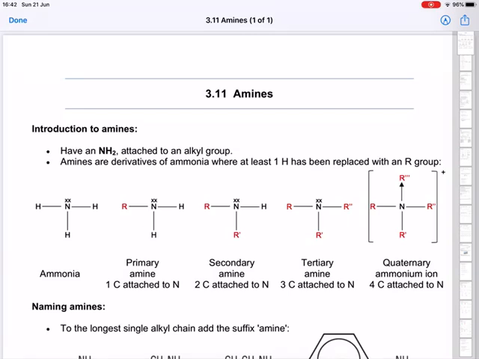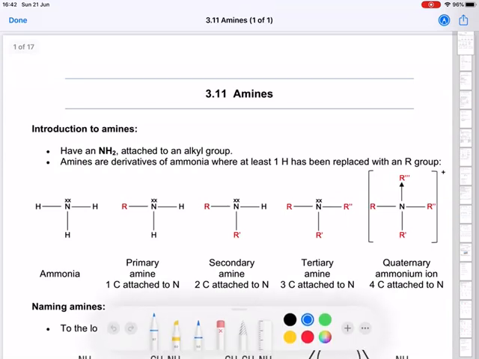So we're going to start the amines this week and see how we get on with that. The amines are basically derivatives of ammonia. Have a look at this molecule here. This is ammonia, and every time you substitute a hydrogen with an alkyl group, we now have an amine.